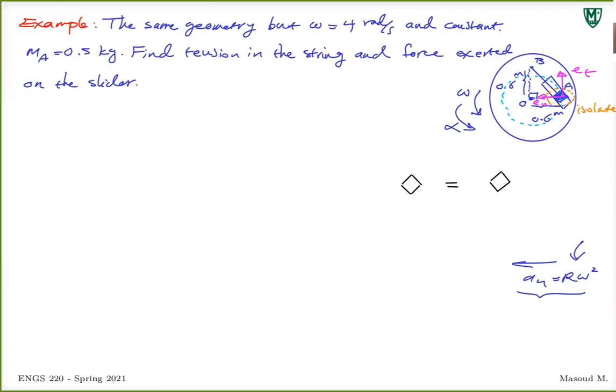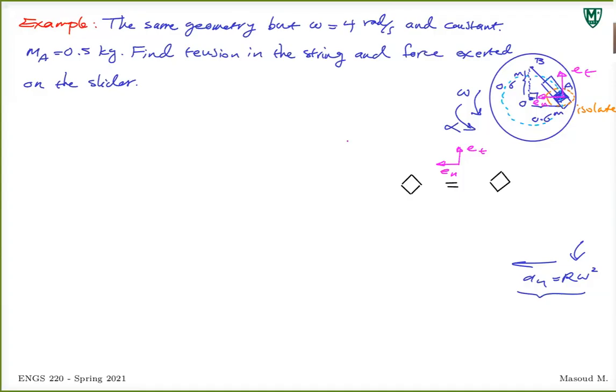I'm going to put it right here. This is ET. This is EN. Right? This is along the path. This is normal to the path, right? Pointing from where the slider is to the center, the concave direction.